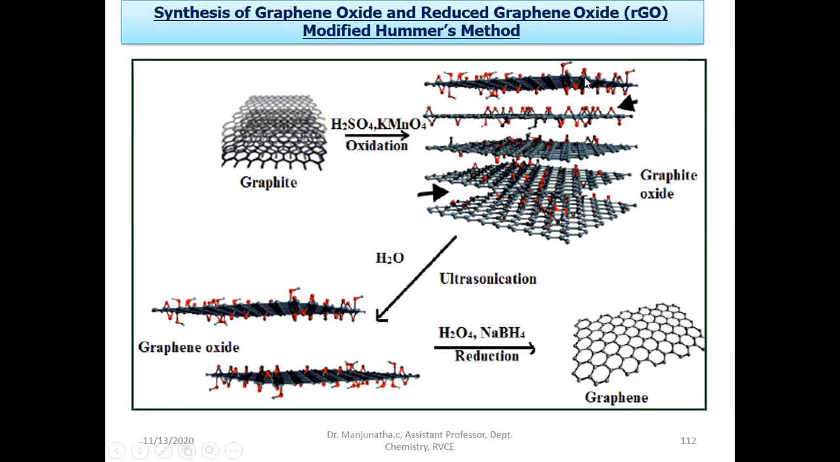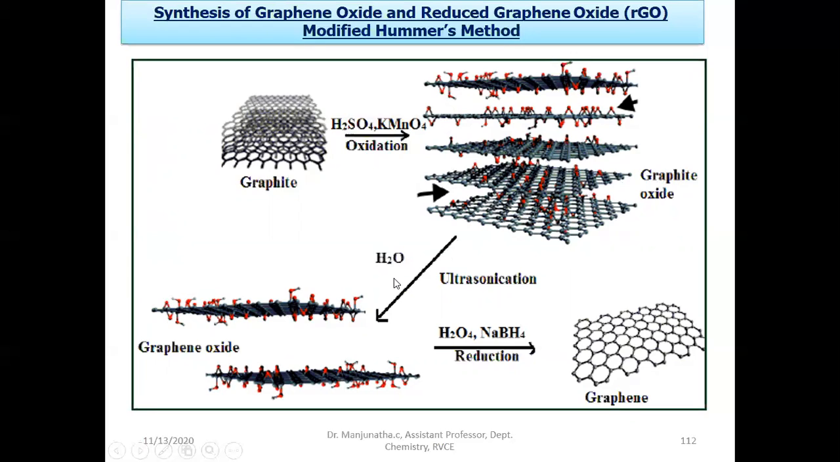So this red color one, they have all formed epoxy groups or carboxylic acid groups. So this is graphitic oxide. We call it graphitic oxide. Then when this graphitic oxide solution is subjected to ultrasonication at high frequency, the layers get separated. So we get graphene oxide. Graphitic oxide looks like graphite, but the surface is oxidized.